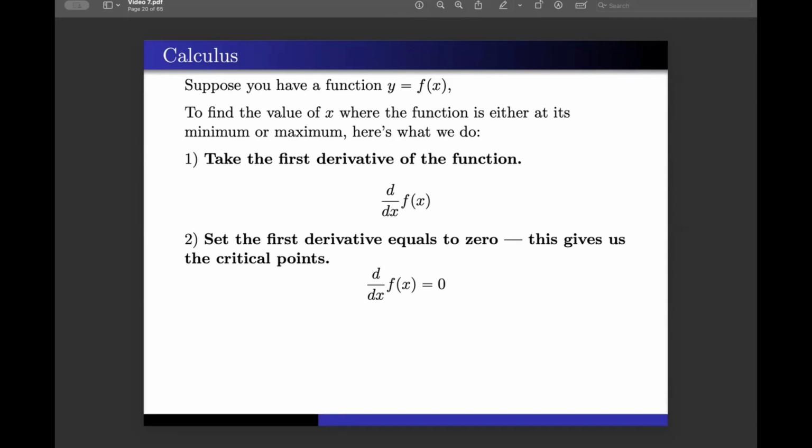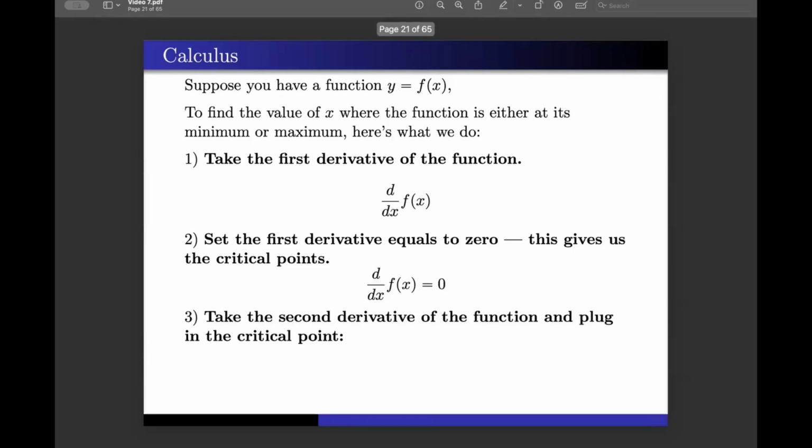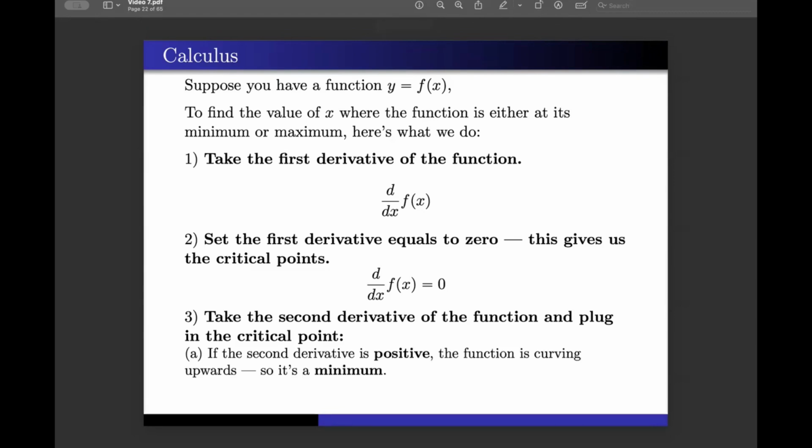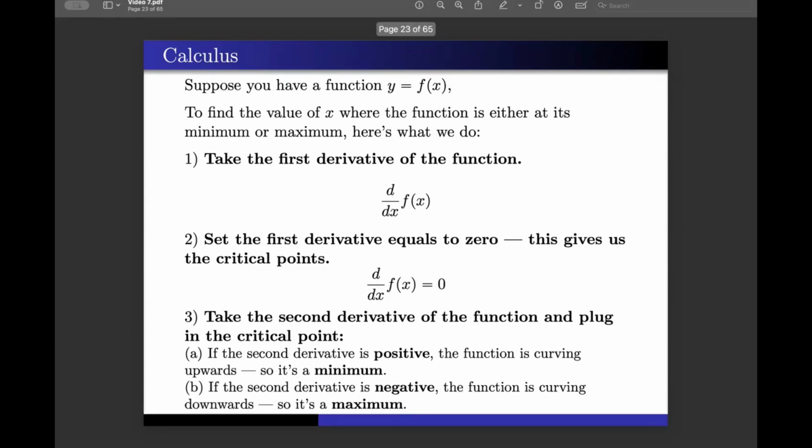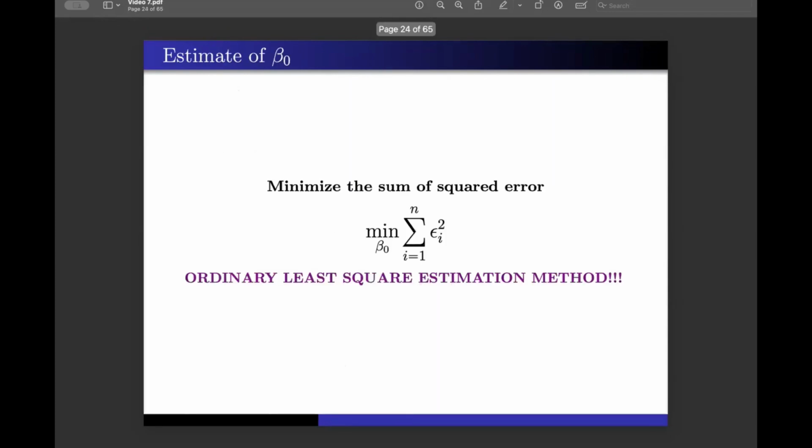Now to find out if the function takes a maximum or minimum value at that critical point, we take the second derivative of the function f and plug in the critical point. If the second derivative is positive, the function is curving upwards and it's a minimum value. If the second derivative is negative, the function is curving downwards and the function f takes the maximum value. Perfect. So this is all we need to know in order to estimate beta naught.